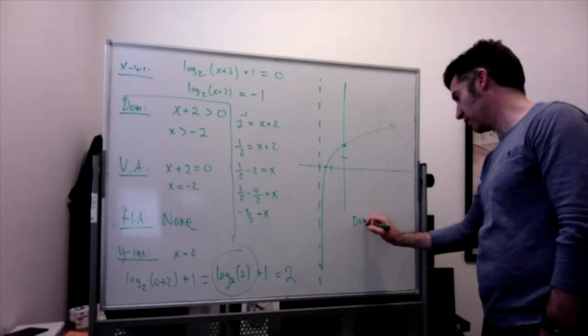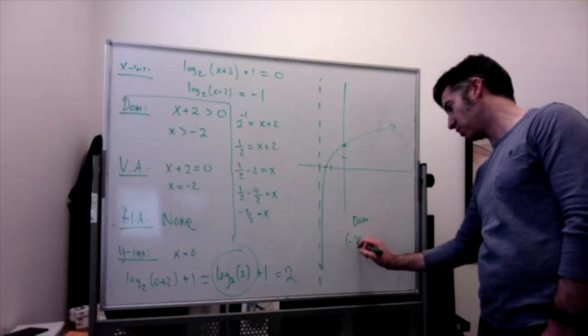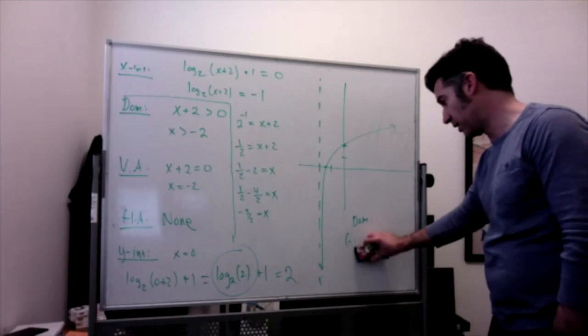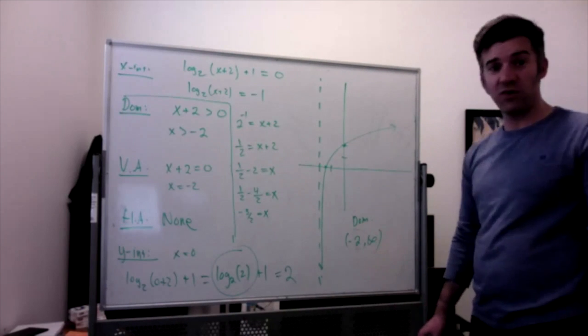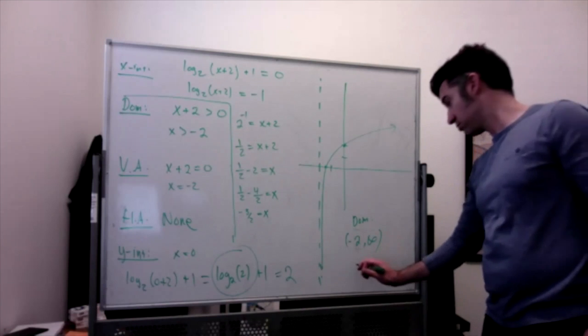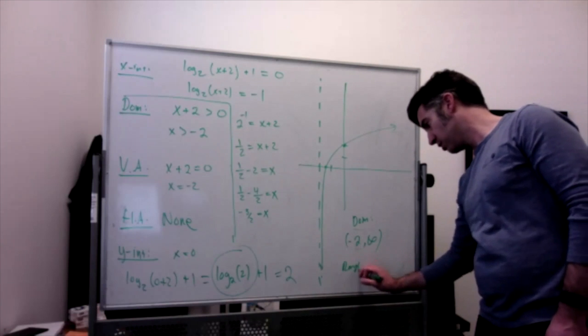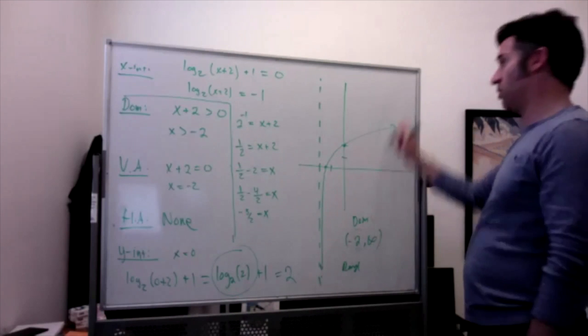The domain is everything bigger than -2, not including -2. The range for a logarithmic graph is always everything. It goes all the way down to -infinity, it goes all the way up to infinity.